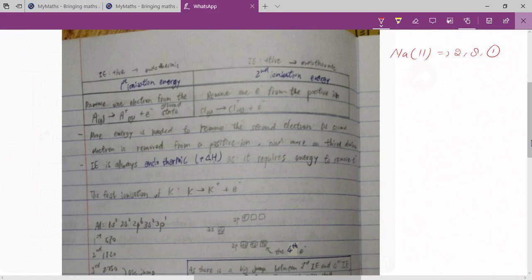But suppose you take calcium, or any other element. Calcium, Ca, what is the atomic number of calcium? Can you tell me? One second, I'm just checking the periodic table.